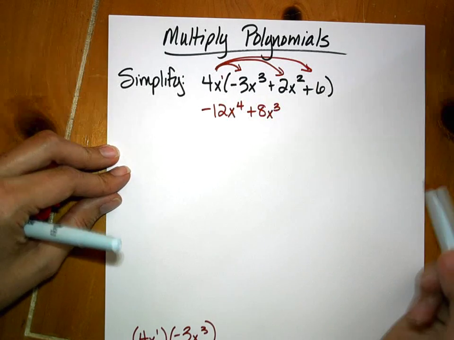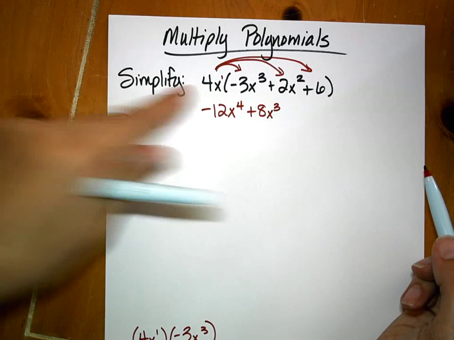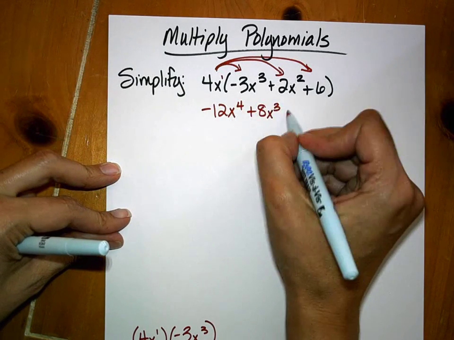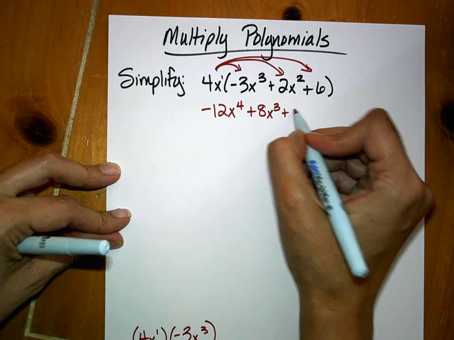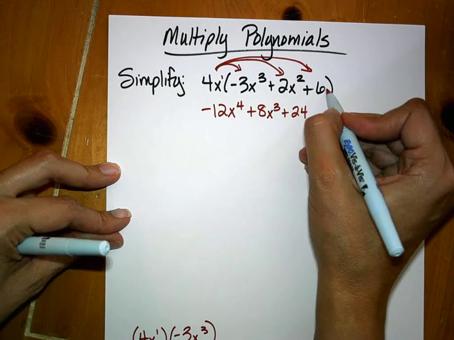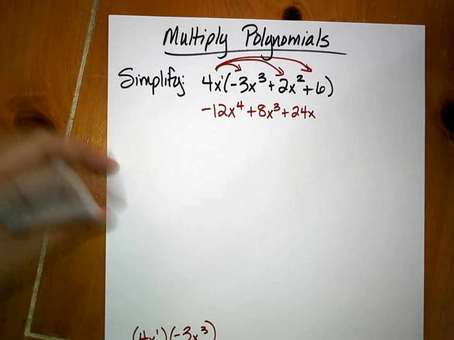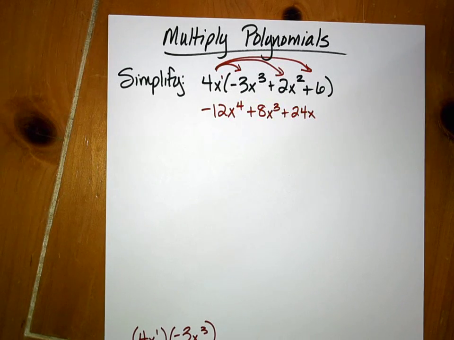Okay. And we do our last bit of multiplication. You can see this is very similar to the distributive property. We now have 4x to the first times a positive 6. They were both positive, so this is positive. 4 times 6 is 24, and x to the first times no other variables is just x now. You can put a first on there, but we don't. We're lazy. And that's your final answer.